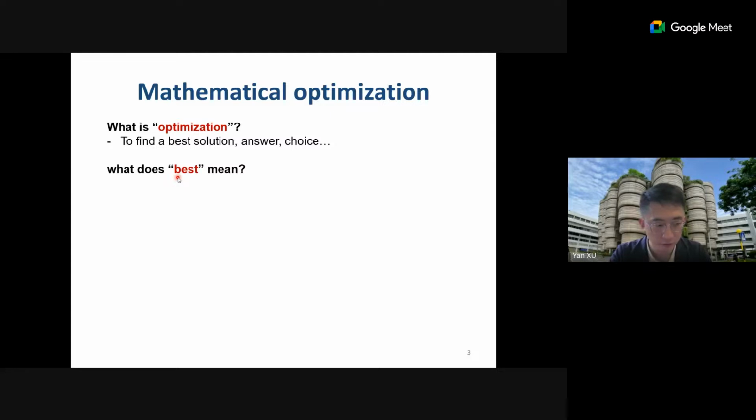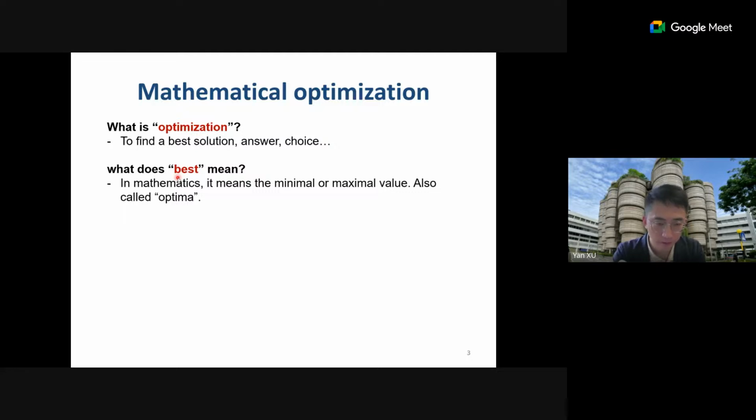Now the next question is, how do you define the best? Different people may have different preferences and different criteria. In the mathematical context, the best means the minimum or the maximum value of an objective function. So first of all, we need to have an objective. For example, our objective is to find the best course to study, or the best clothes to wear today. So we have to define such an objective.